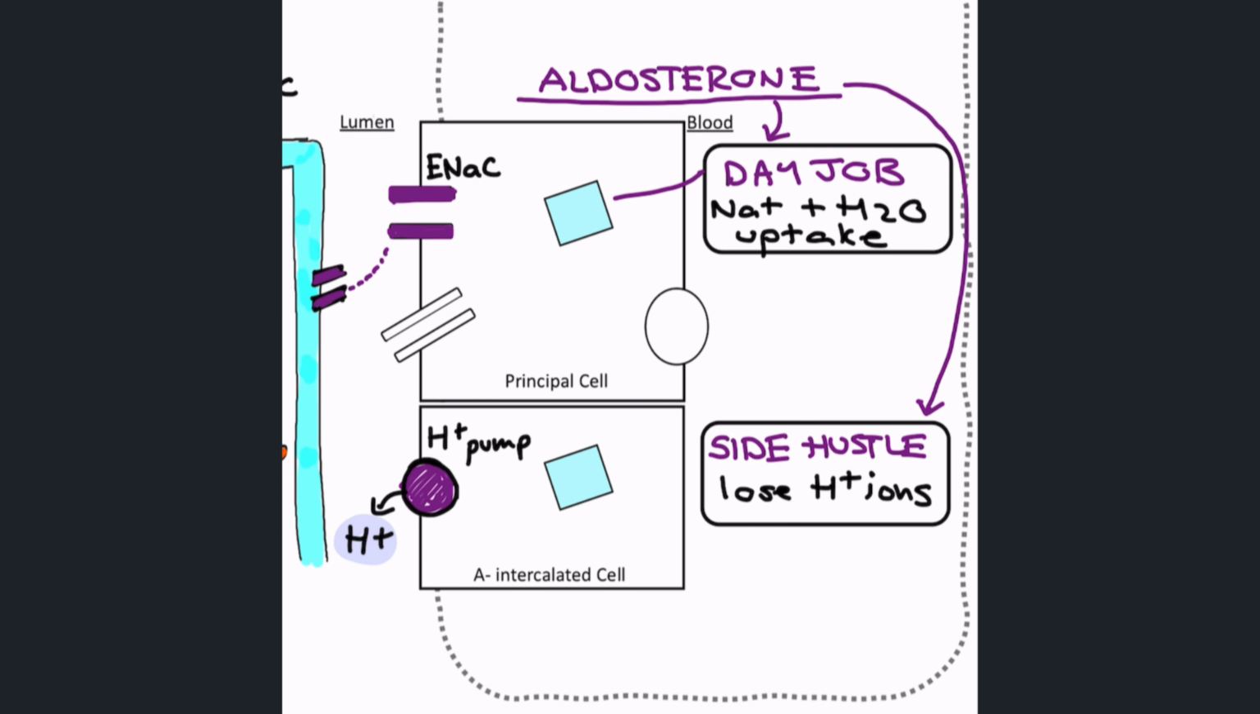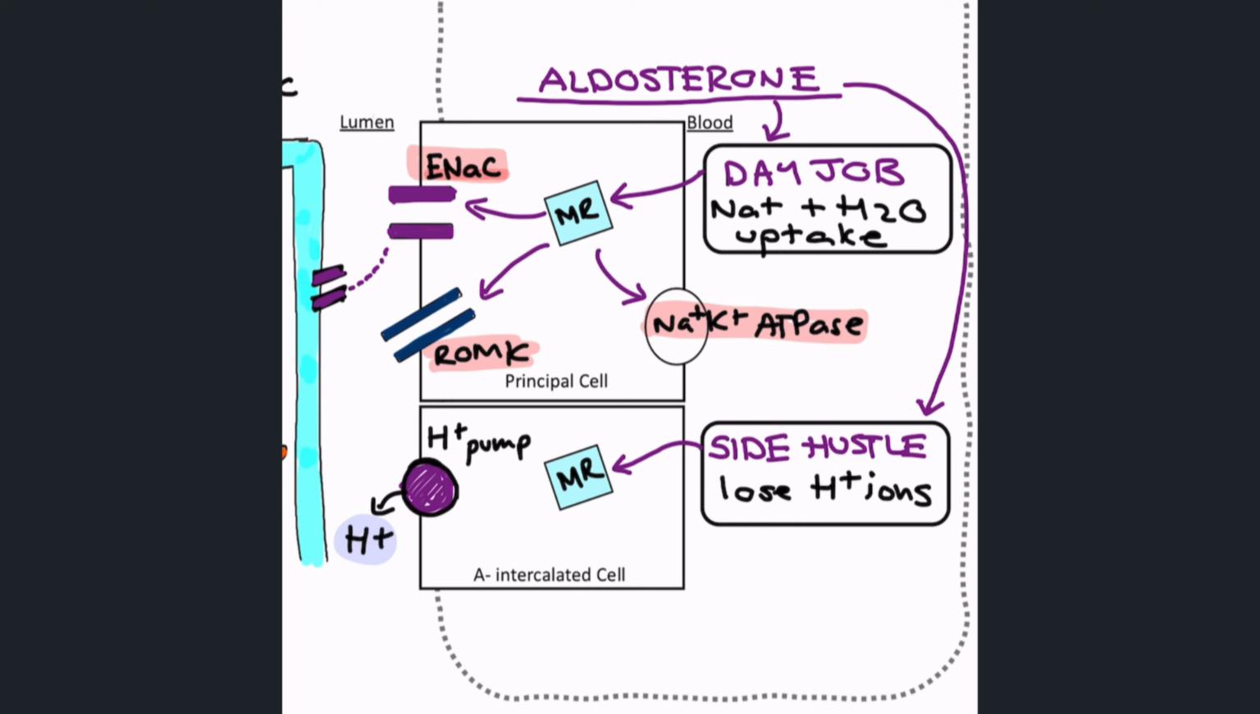Aldosterone comes to the collecting duct. It binds to the mineralocorticoid receptor, and that changes the transcription of genes within the cell, and it promotes the placement of many different channels on the cell surface. So we've got the ENaC channel, the epithelial sodium channel. We've got ROMK, which is a potassium channel. We've got sodium potassium ATPase, and we've got those hydrogen pumps as well.